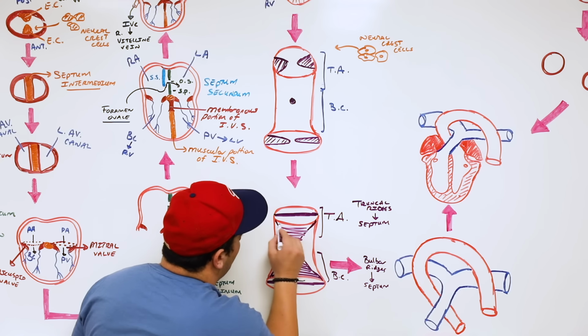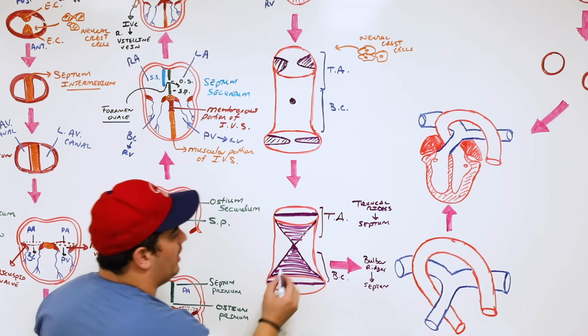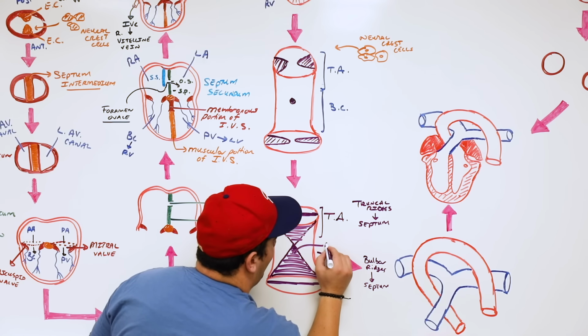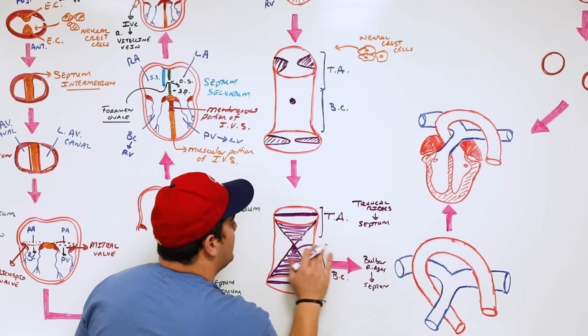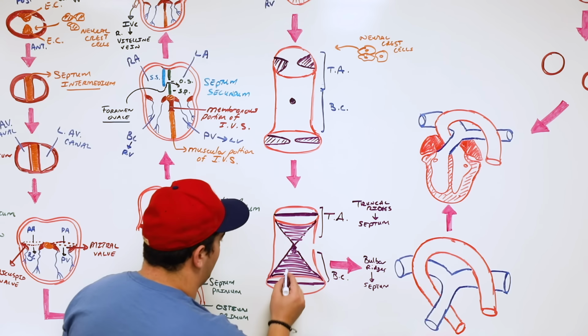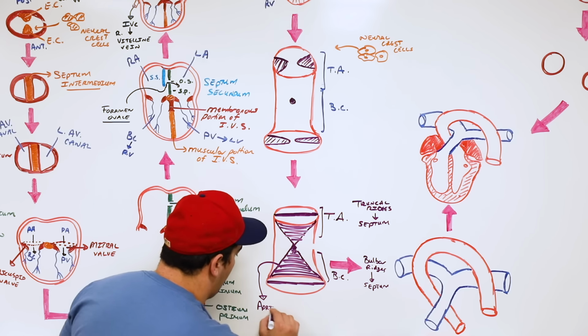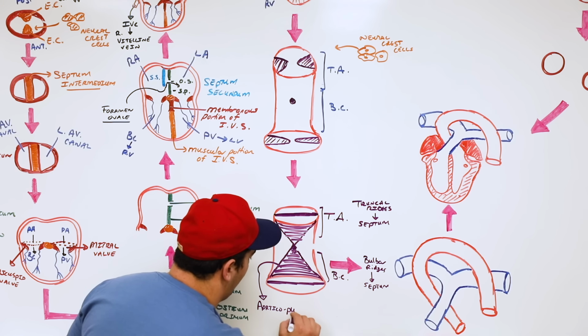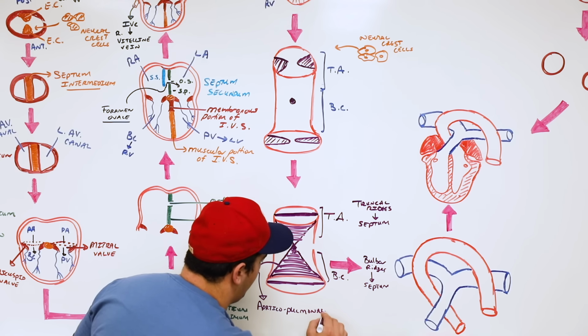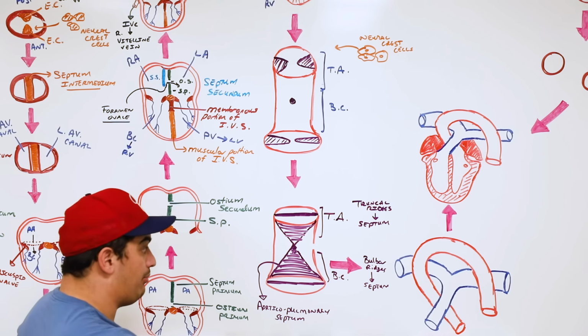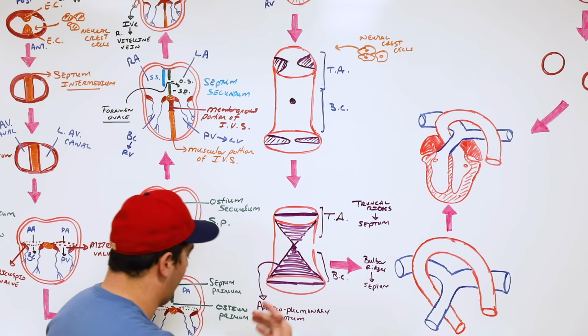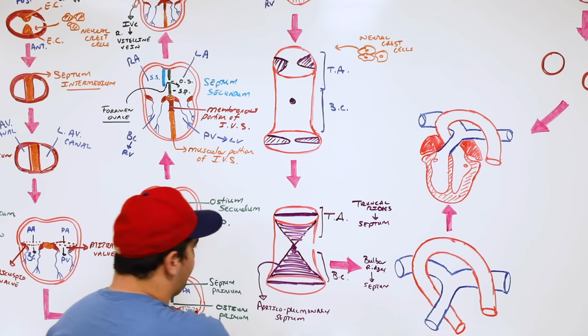What is this septum called? Let's actually erase this part here. This is called the aortico-pulmonary septum. And it's basically just separating the aorta from the pulmonary trunk. Pretty straightforward, right?